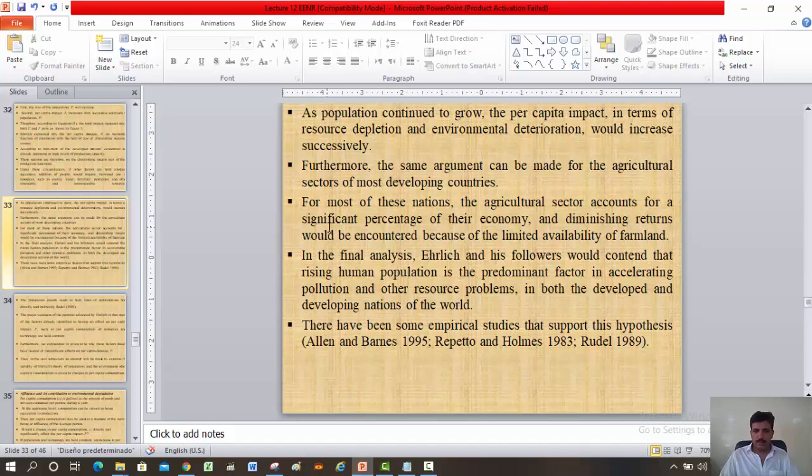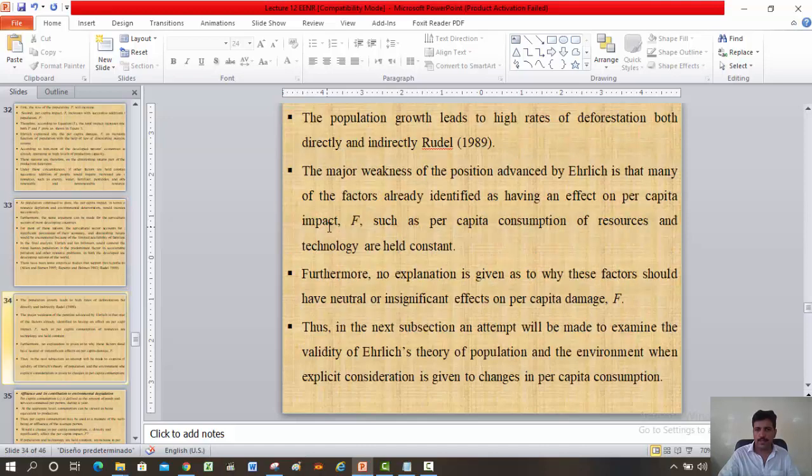There have been some empirical studies that support this hypothesis, like Allen and Barbier 1995, Peter and Holmes 1983, Rudel 1989. Population growth leads to a high rate of deforestation, both directly and indirectly.